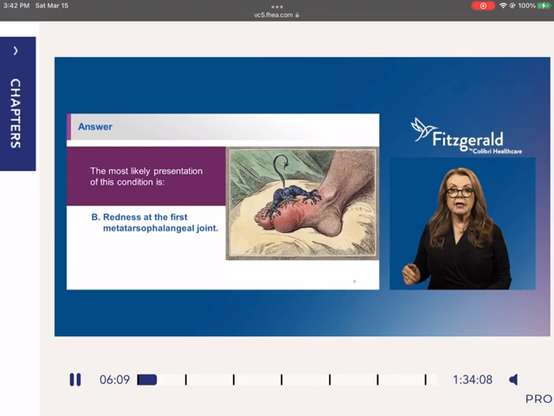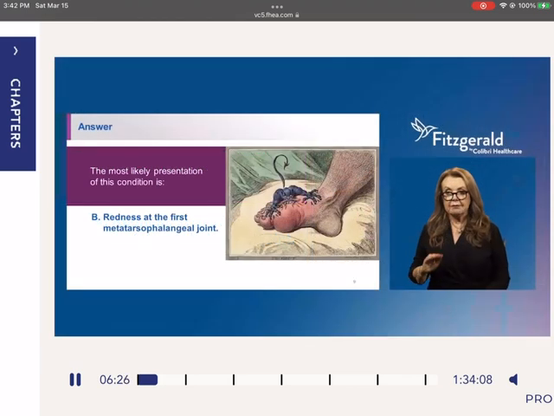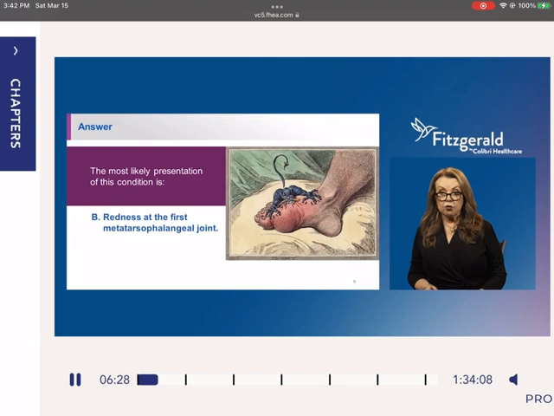So what are we talking about? B, of course, is the correct answer, redness at the first metatarsal phalangeal joint. By the way, this is an illustration drawn in the 1800s by a cartoonist who had gout himself. Do you get an idea of what it feels like to have an attack of gout?